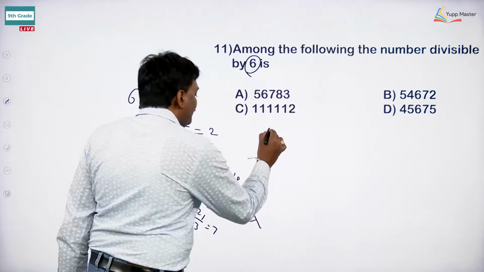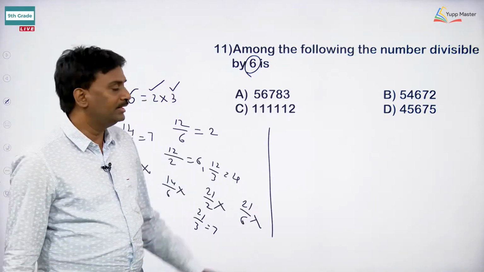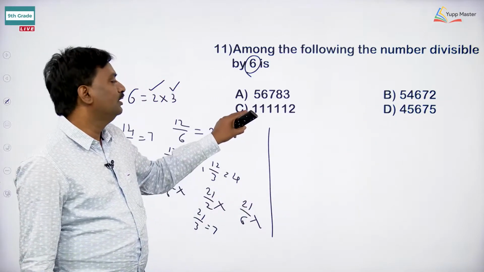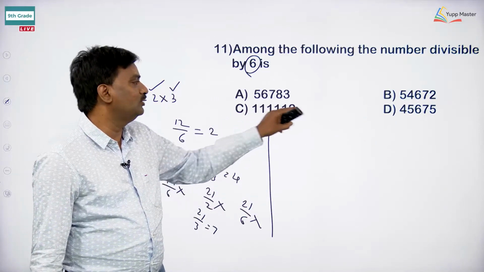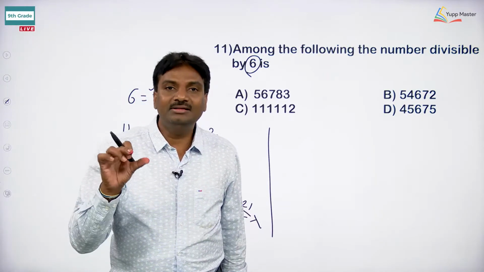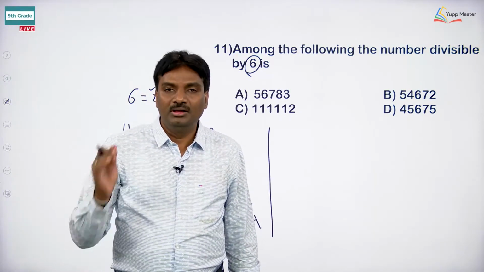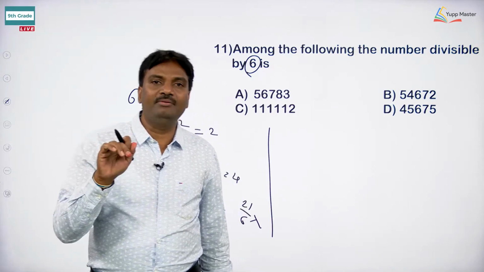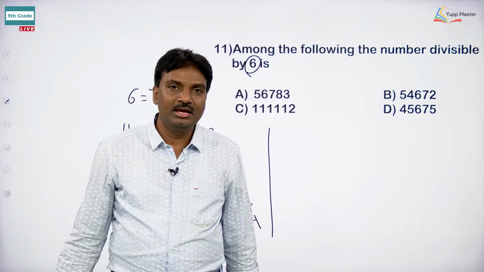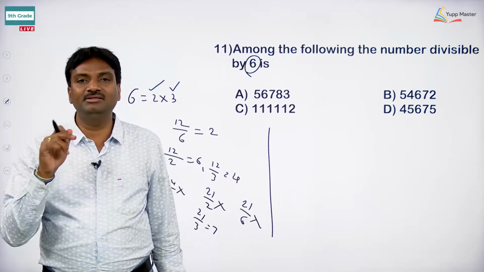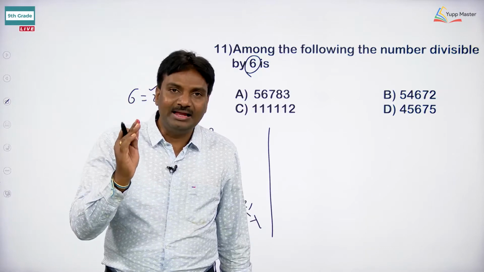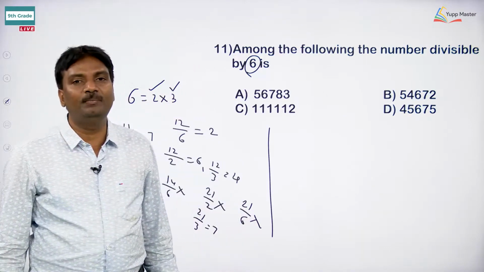So what is the divisibility rule of 2? Here the options are given as: option A 56783, option B 54672, option C 111112, option D 45675. Okay. So what is the divisibility rule of 2? If the last digit of the given number is either 0 or an even number, then the number must be divisible by 2.